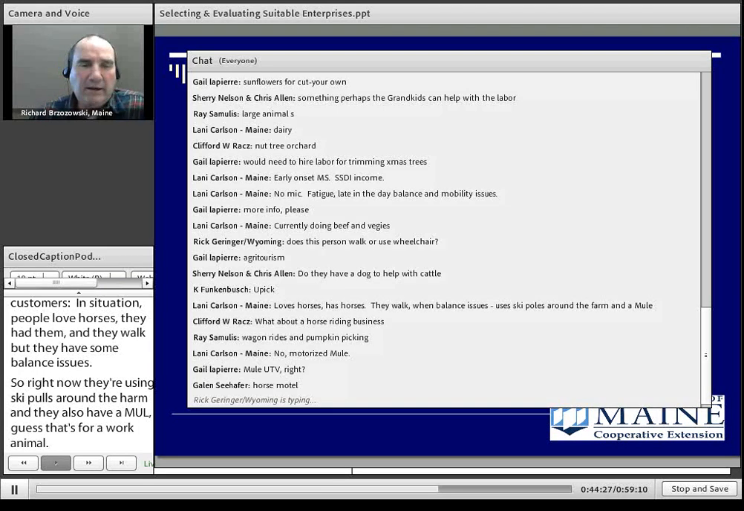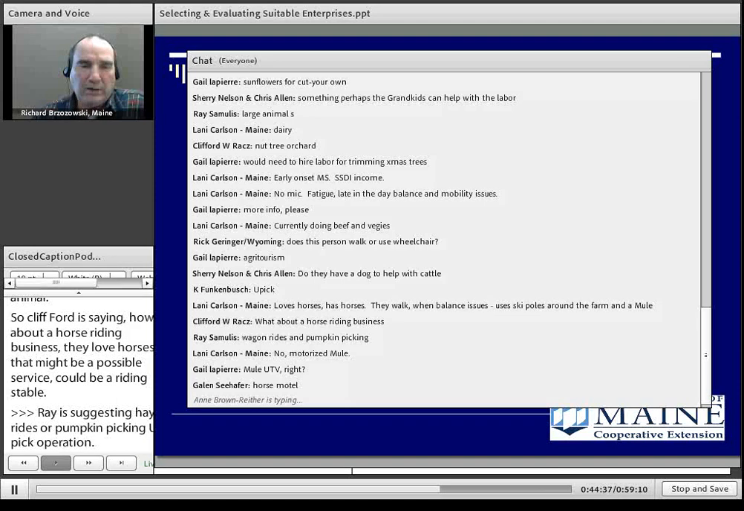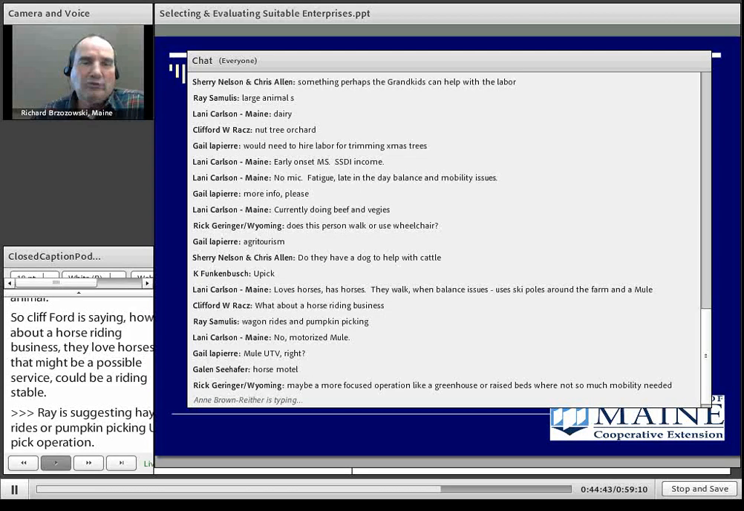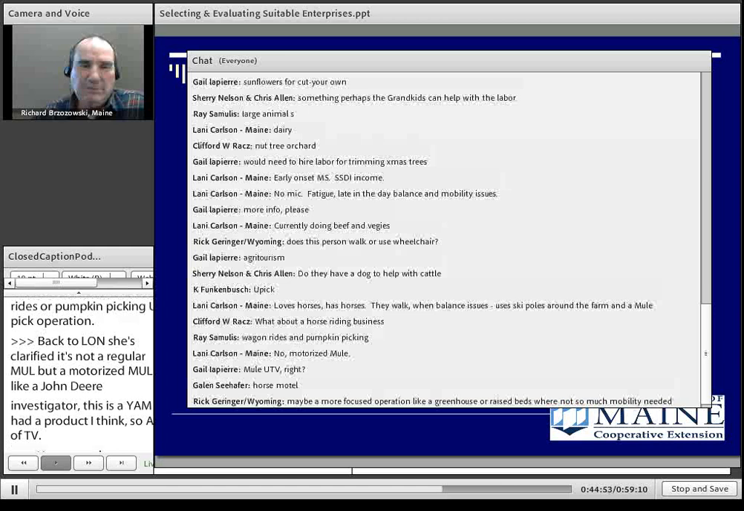Oh, back to Lonnie. She's clarifying it's not a regular mule. It's a motorized mule, like a Gator, a John Deere Gator, or this is a Yamaha product, I think. So a mule ATV. Horse motel, Galen, great idea. People are willing to pay. They might not have space for a horse, but their kids want horses, and so they would pay a fee to keep them someplace.